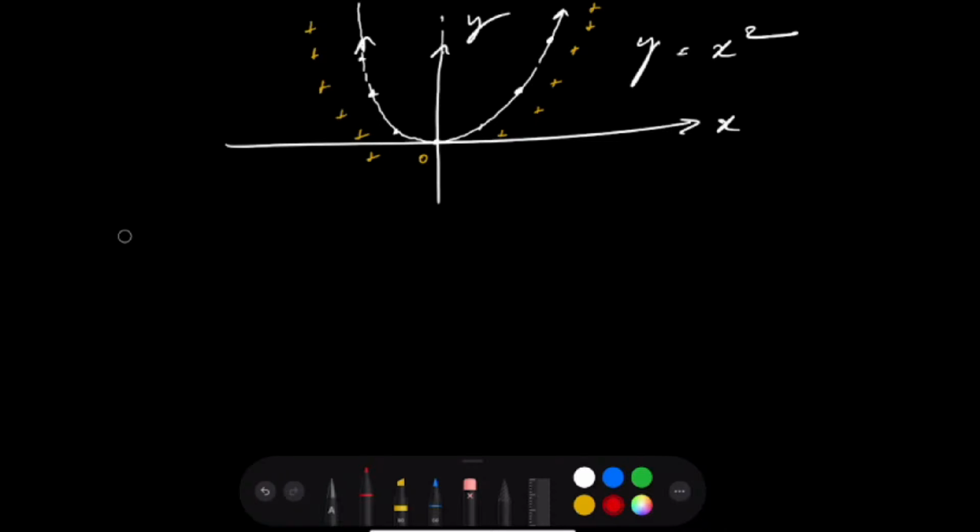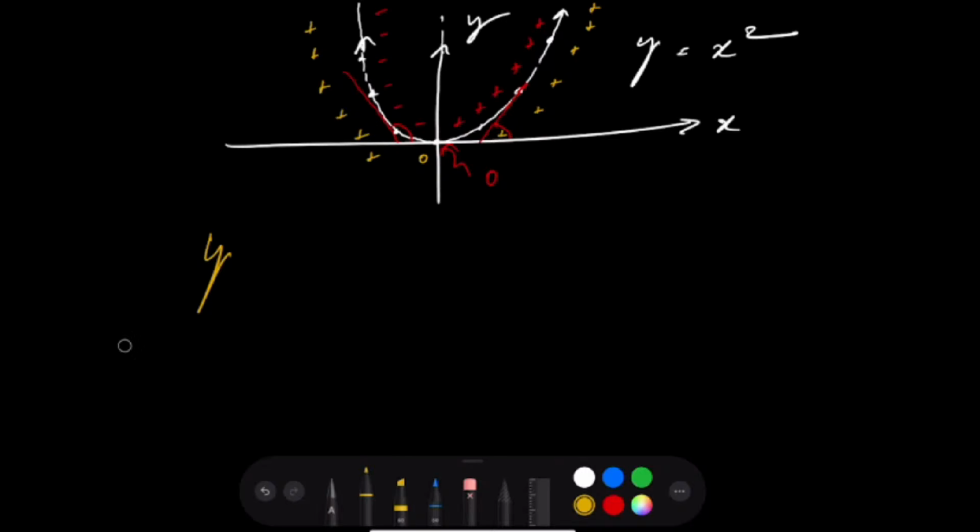But what about the slope? Slope is positive here and slope is 0 here where the value is 0, and slope is negative here. Why? Because if you draw a tangent there, it will make an obtuse angle with the positive x-axis, and if you draw a tangent on the positive side, it will make an acute angle. So the slopes are positive here, negative here, 0 here, and so on. Clear? Okay.